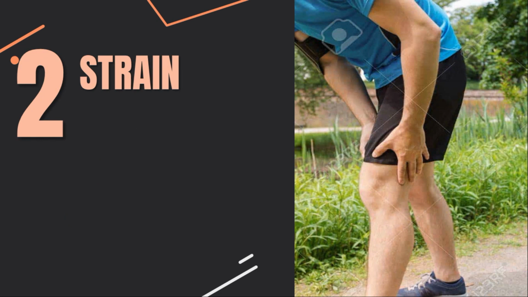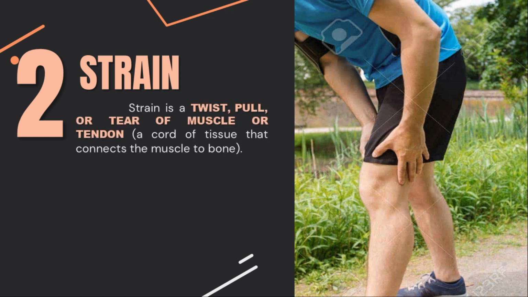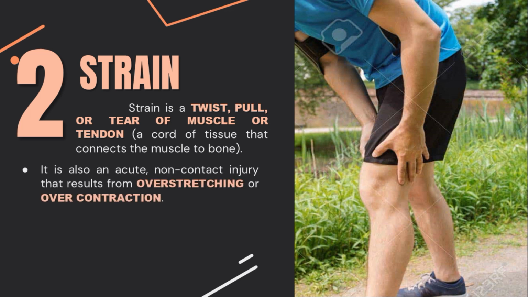So, the second acute injury is what we call strain. Okay, kung kanina sprain, this time strain naman siya. And syempre, pag sinabi natin strain, it is a twist, pull, or tear of muscle or tendon. When we say tendon, class, this is a cord of tissue that connects a muscle to the bone. Okay, so yan. So it is also an acute or non-contact injury that results from overstretching or overcontraction. Ito rin tinatawag natin na pulikat. Okay, kadalasan natin ito na experience sa swimming or every time na nagsiswimming tayo.